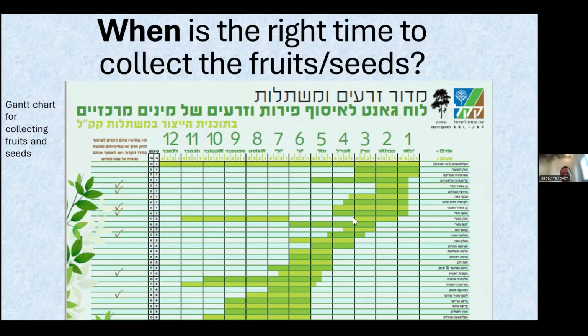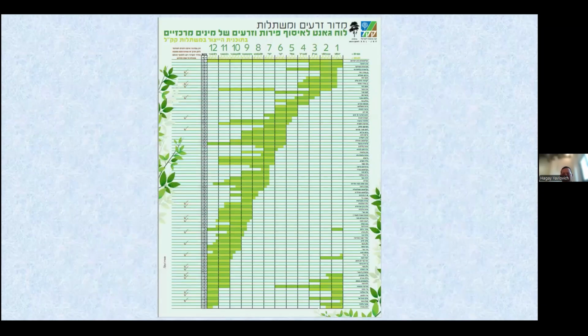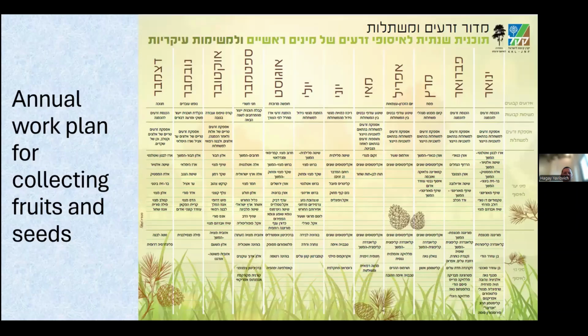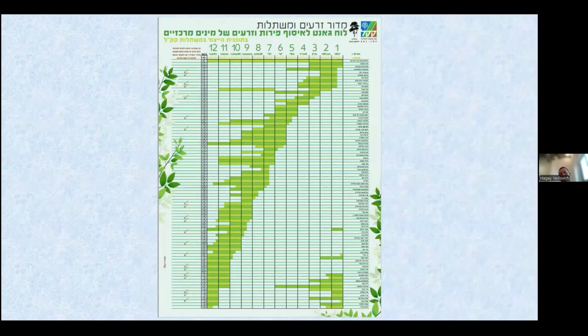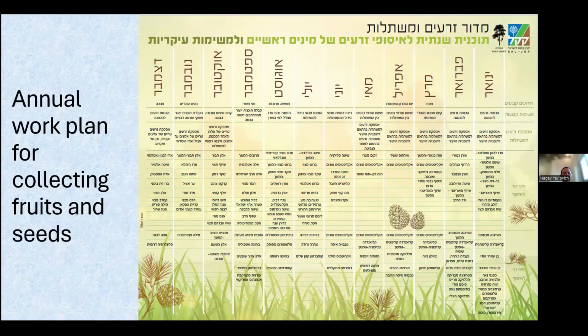Now this is only part of the chart, and this is the whole chart, but it's really big, so I couldn't put it all in the presentation. So this is the chart, and from this chart, actually, we made an annual work plan. If I know in which month I should collect which species, then I make an annual work plan.